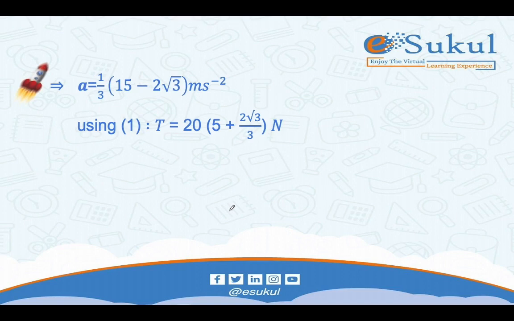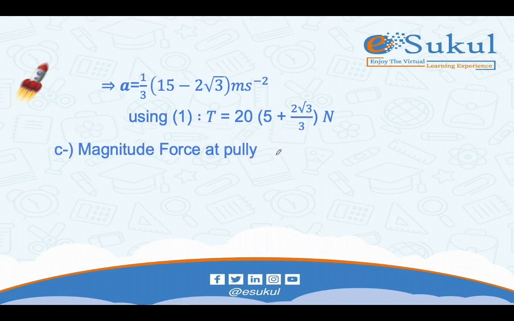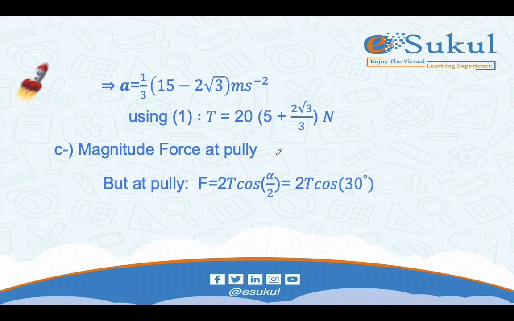Now, using equation 1, we can now have the tension force on the string, and the tension force now gives us 20(5 plus 2√3)/3 newtons. Now, in part C, we have to get the magnitude of the force exerted by the string on the pulley. We remind ourselves that at the pulley, we have a derived force 2T cos α over 2, where this α is the angle at the pulley.